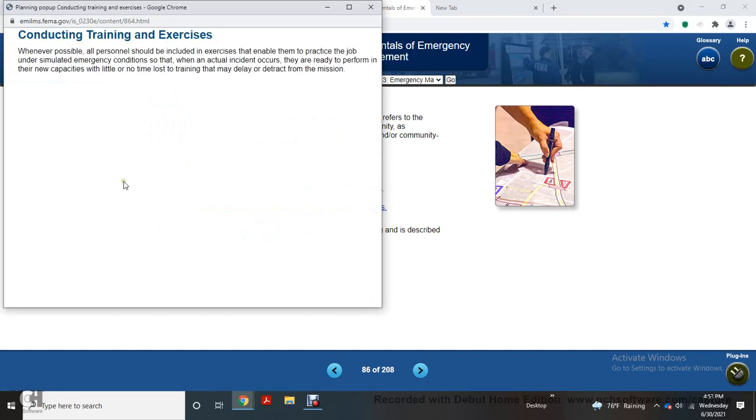Whenever possible, all personnel should be included in exercises that enable them to practice their jobs under simulated emergency conditions, so that when actual incidents occur they are ready to perform in a new capacity. Little or no time is lost, and training must not delay or detract from the mission.